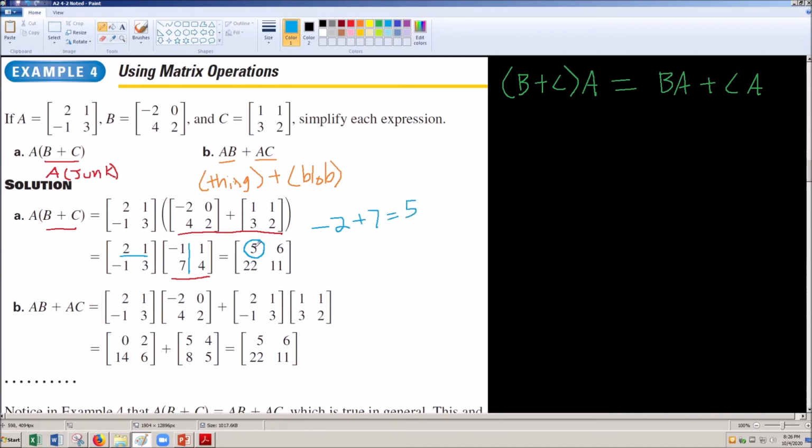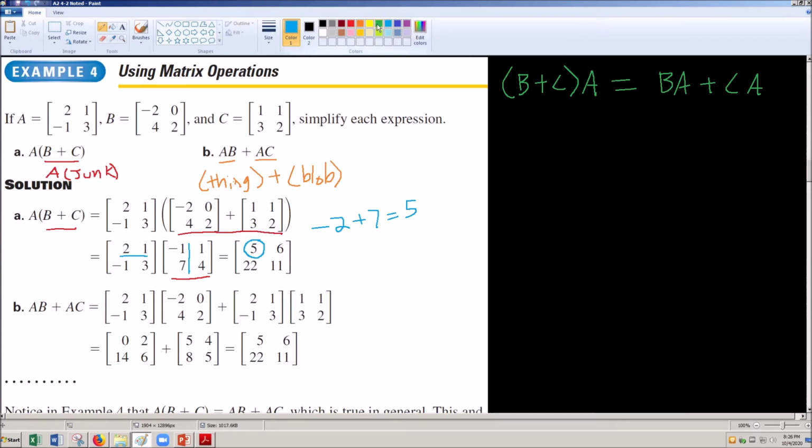That's how I'm getting this first entry. And it follows for the rest of the matrix multiplication. Since we've done it a couple times, I'm going to leave it at that. This one is done. So if I do A times, in parentheses, B plus C, I will get this matrix of 5, 6, 22, 11.